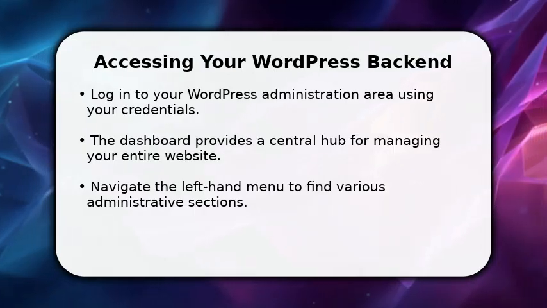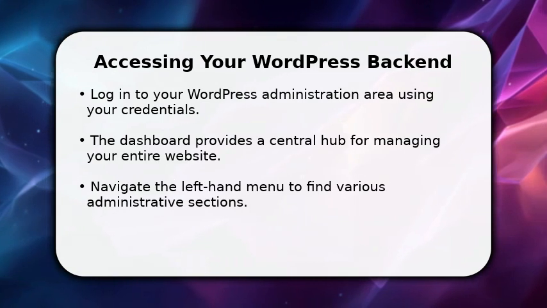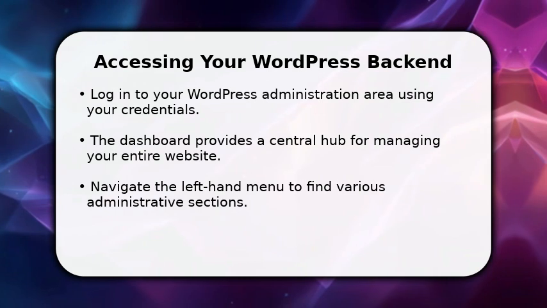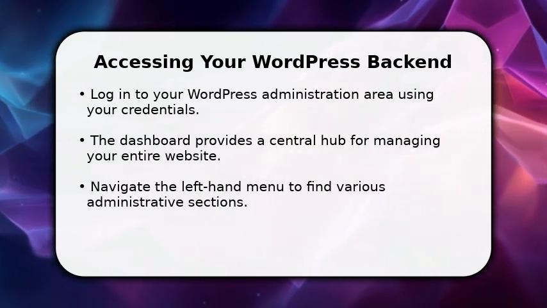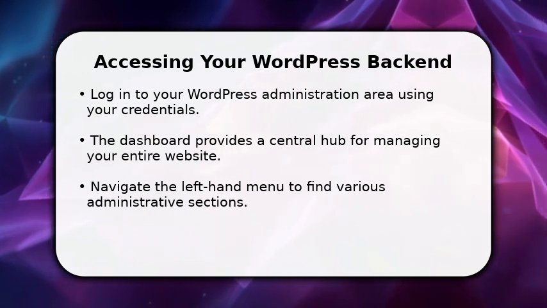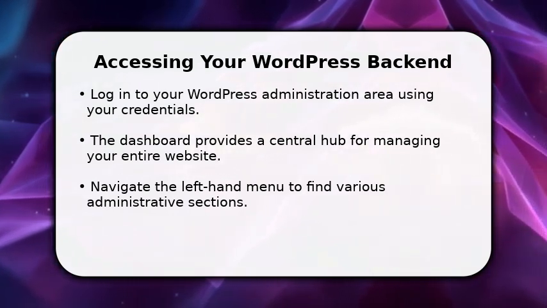In this video, I will explain how to edit the backend of WordPress. First, you will need to log into your WordPress administration area. Typically, you can do this by adding /wp-admin to your website's URL. Once logged in, you'll see the main dashboard, which is your central control panel.